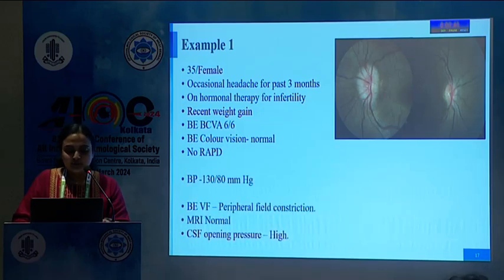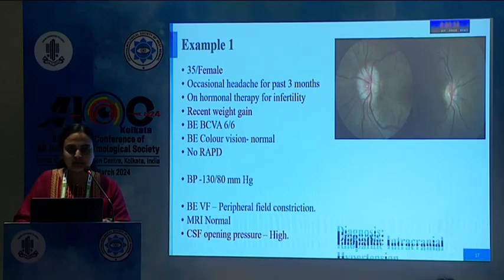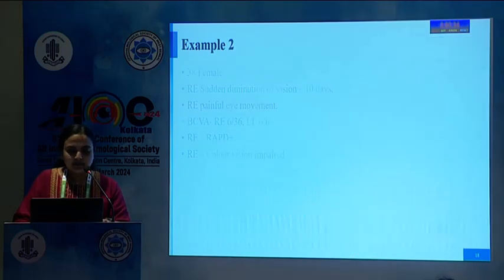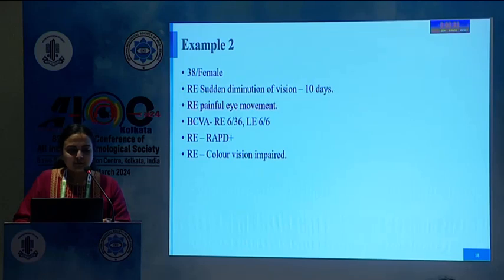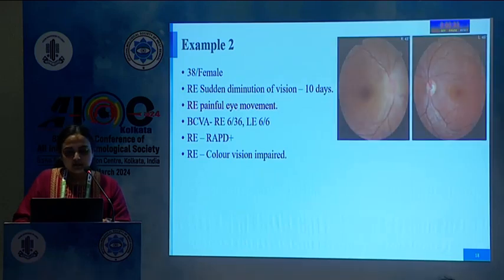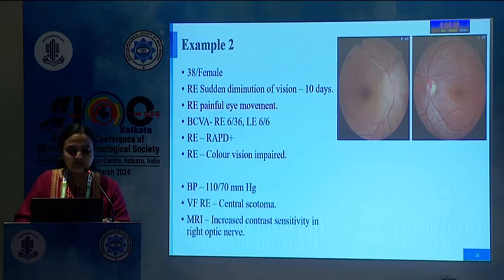Then you send her for neuroimaging and you find out that the CSF opening pressure is high. So the diagnosis is idiopathic intracranial hypertension. Second case is a 38-year-old female who is presenting with a painful eye movement. You are finding a unilateral disc edema. BP is normal. You send for neuroimaging. Everything is okay except for an increased contrast sensitivity. Probable diagnosis is optic neuritis.